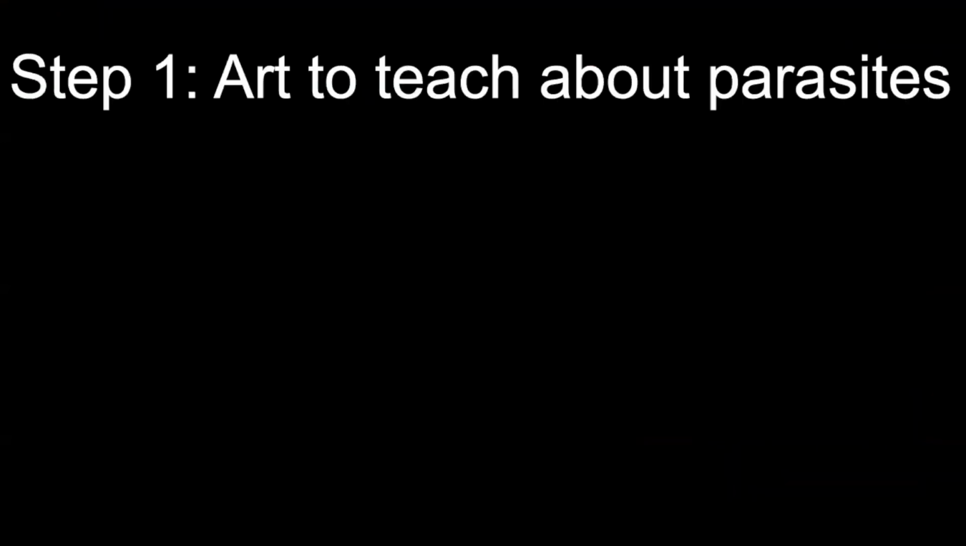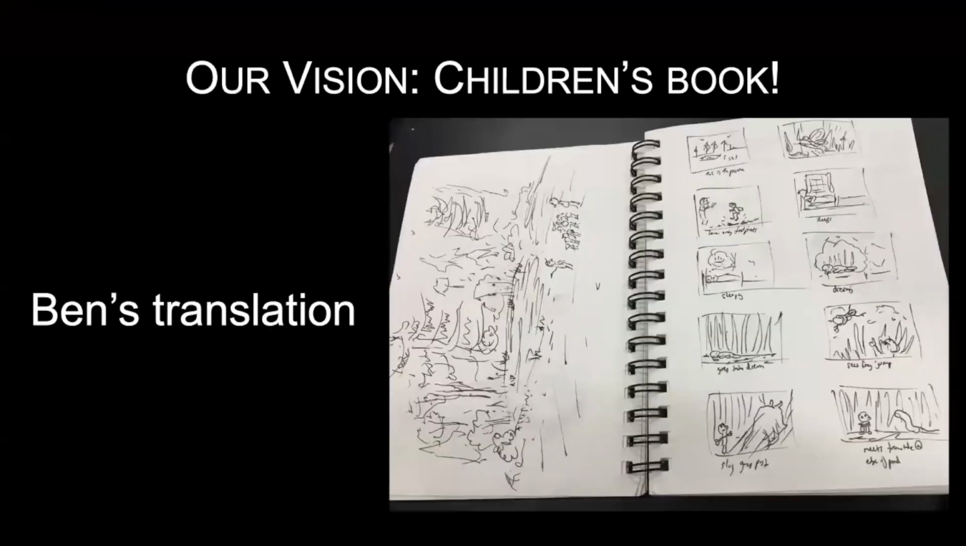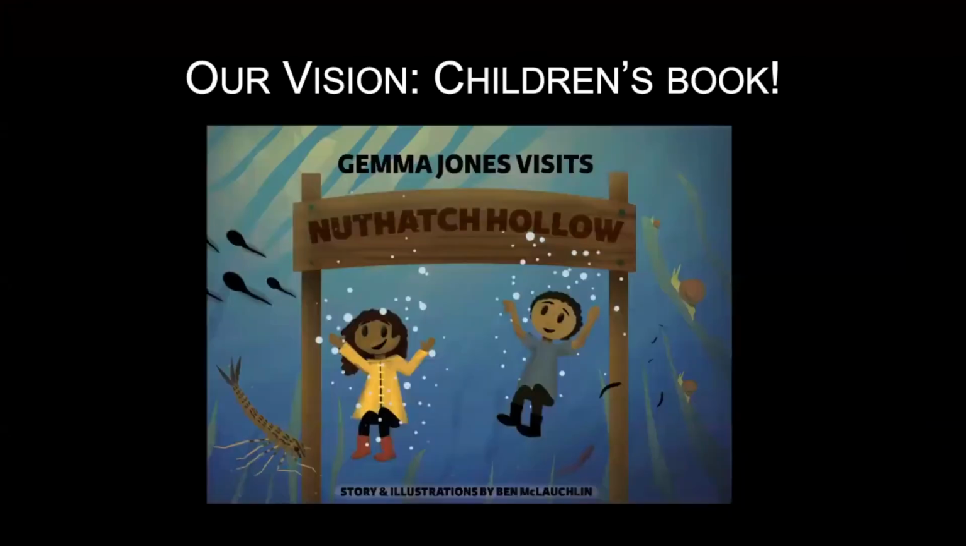In step 1, we used art to develop content to teach third graders about parasites. These are children in our local schools. What we did was we generated a children's book. This is the development of the children's book. This is the original story. Our artist, Ben McLaughlin, translated this story into a storyboard. And this is what the children's book looks like today.